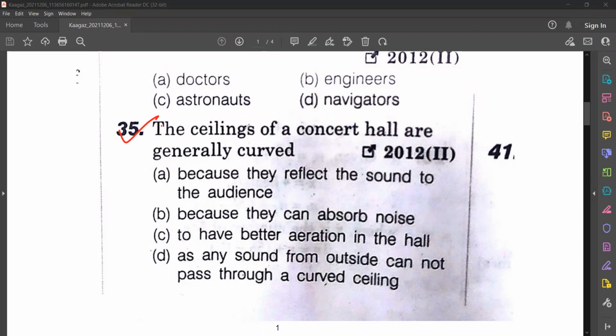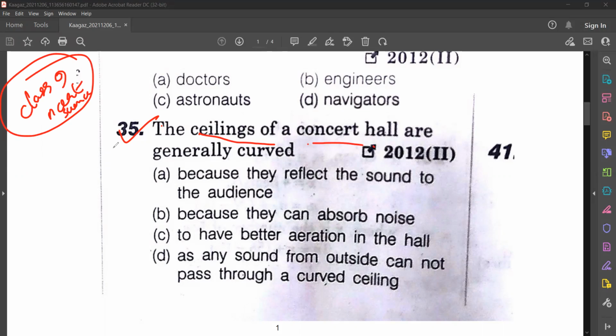Most of the questions that we have seen from sound are from class 9 NCERT. So if you are thorough with class 9 NCERT science, you will be able to answer all the questions from sound. Okay, the sonar, this ceiling of concert hall, everything is coming in the class 9 NCERT science textbook. So read this question and all of you comment the answer which is the correct option. Ceiling of a concert hall are generally curved.